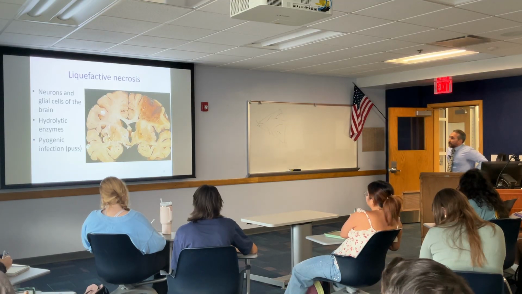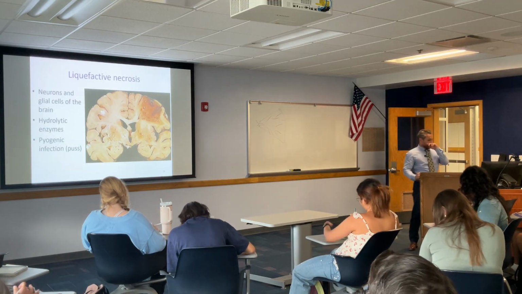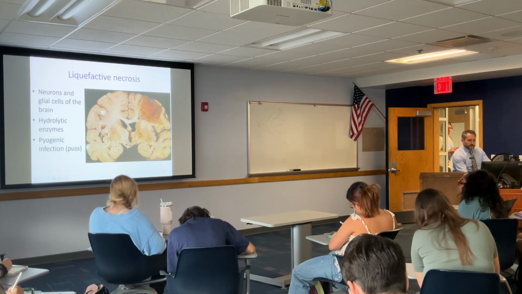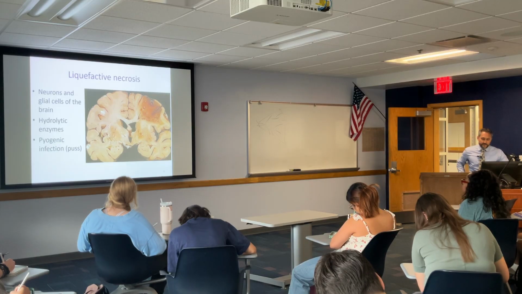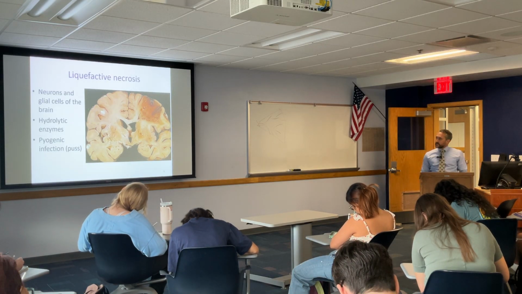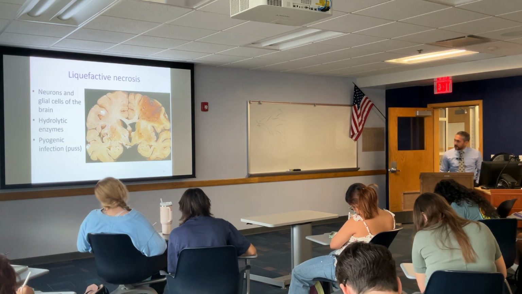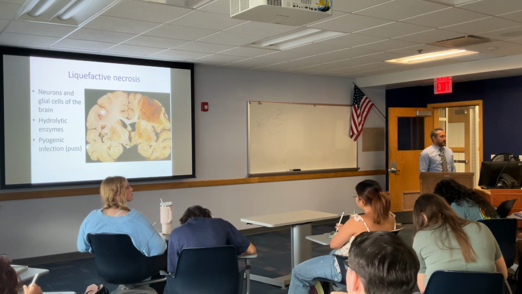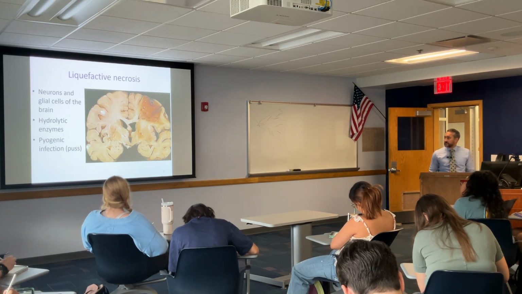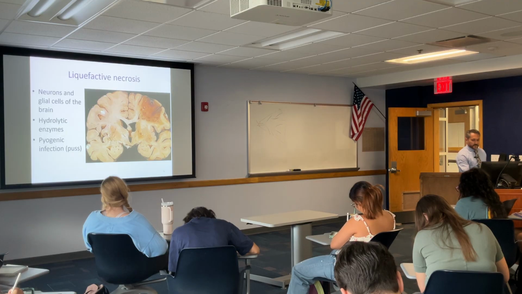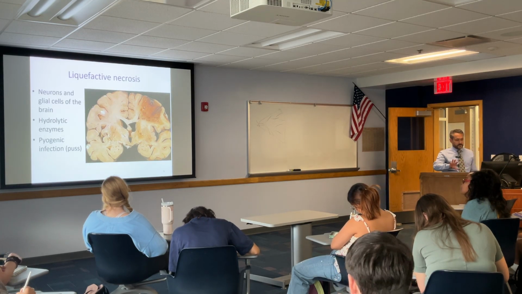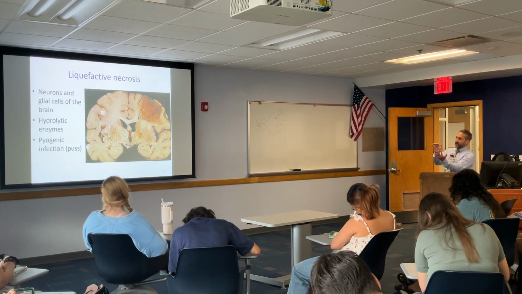Okay, next up, liquefactive necrosis. Liquefactive necrosis tends to take place in the central nervous system. Brain cells, the neurons and glial cells of the brain, have a lot of hydrolytic enzymes and lipids, and they have very little connective tissue. So you end up getting a degradation or a digestion that sort of liquefies the soft tissue and then is walled off by like a cyst.